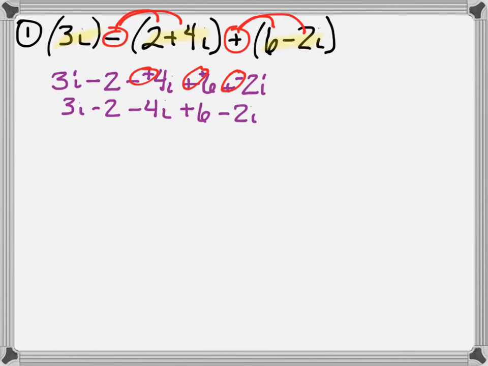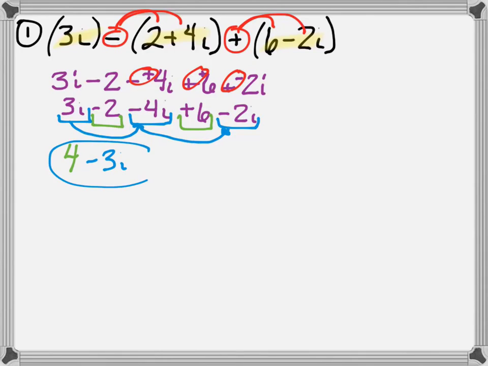And at this step, if you had any powers on your i, you would simplify those first. And then we're going to go into combining our imaginary parts and our real parts. Our real part is anything without an i. So we have two real parts on this one. So we have negative 2 plus 6. Negative 2 plus 6 is 4. Now we're going to look at our imaginary portions. Our imaginary portion is anything with an i. So we have 3 minus 4 giving us negative i, minus 2 giving us a negative 3i. That's your answer.